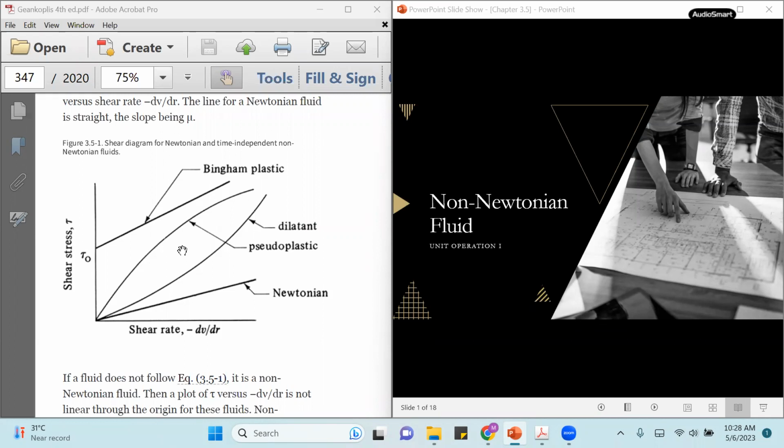So I will be going to talk about non-Newtonian fluid from subchapter 3.5. This will be the last subchapter in chapter 3 that we will discuss.